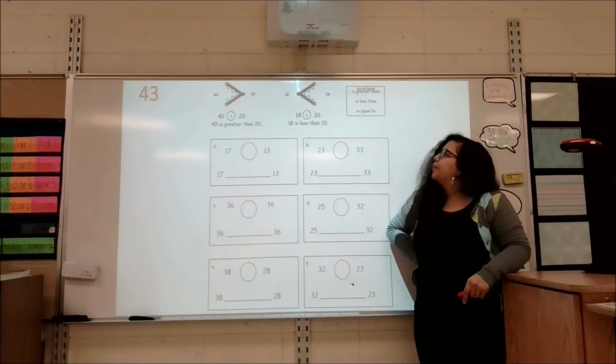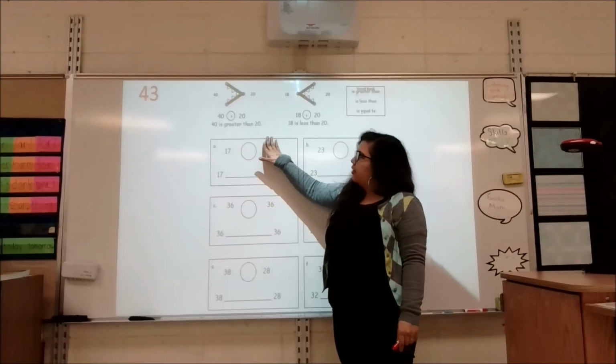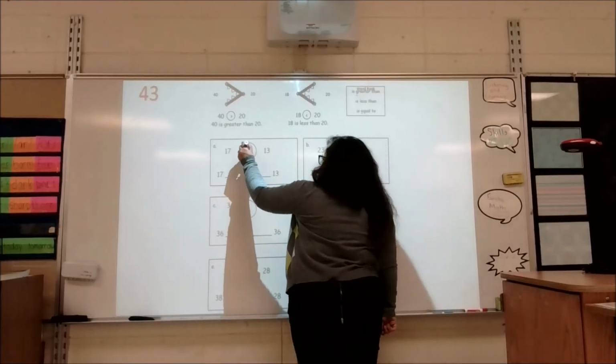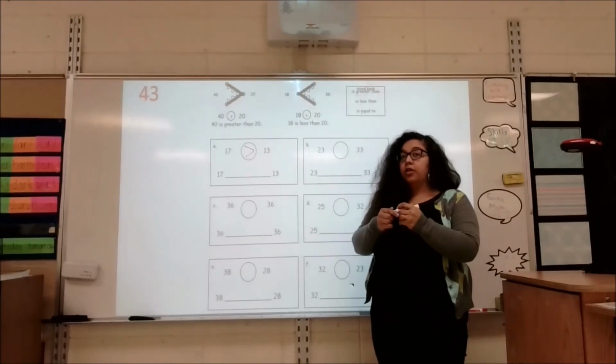Yeah, all right. So in practicing, we have 17 blank 13. Go ahead and make that alligator eat the larger number. Not even just thinking about it, just make the alligator eat the larger number.